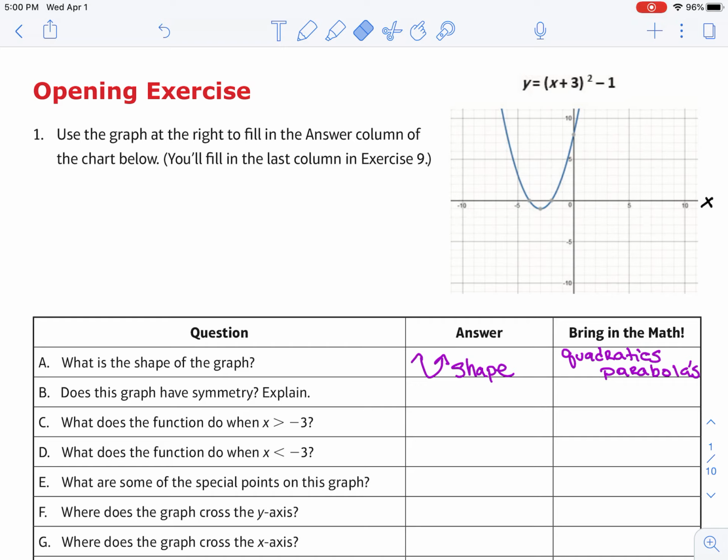Does the graph have symmetry? So symmetry is, could we draw a line that it looks exactly the same over? So if I look right here, can I fold that in half and have it match? No. How about right here? If I fold that in half, could I have it match? No. But there is a place that I could fold this in half and it would match up perfectly.